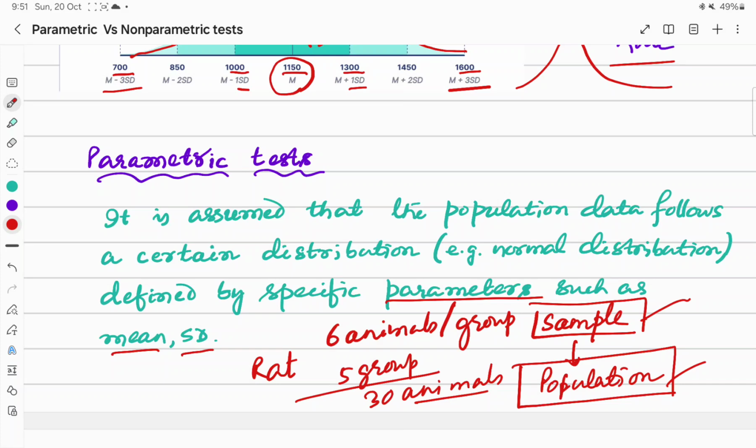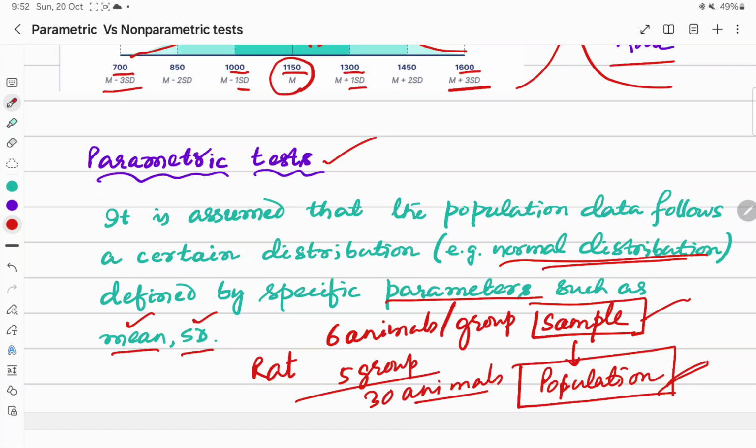We define that by means of parameters like mean and standard deviation. So if the assumption is that the sample animals represent the whole population, that means that it follows the normal distribution. So in that case we test to know whether the sample represents the whole population or not. So we use the parametric test.